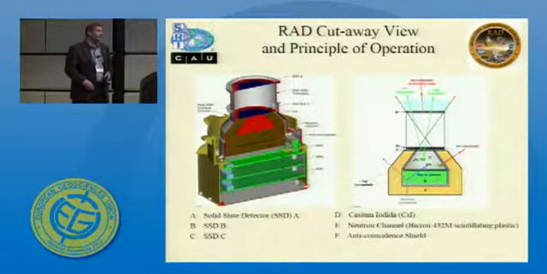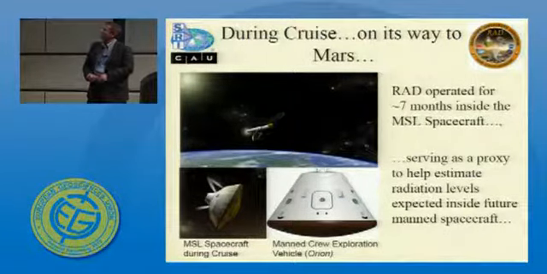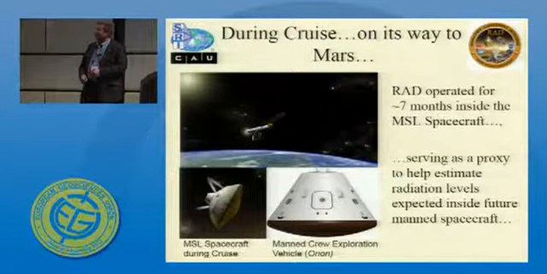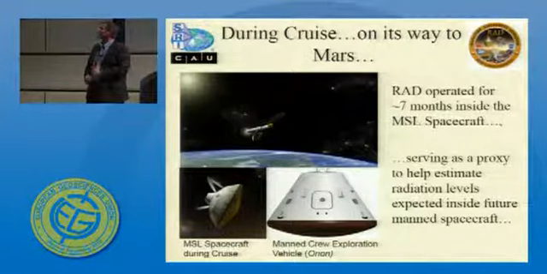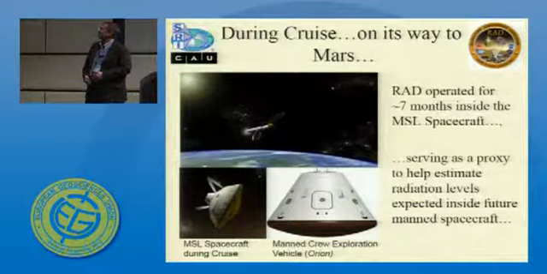So about a year before launch, we realized that we could operate RAD during cruise, primarily as a calibration to compare with observations from other spacecraft. But as we thought more about it, we realized it was an interesting and important observation in itself. Basically, RAD sitting inside the MSL spacecraft is not so different than what an astronaut would be like sitting inside the CEV or a future human spacecraft in deep space.